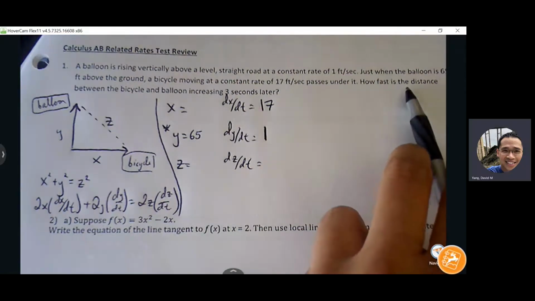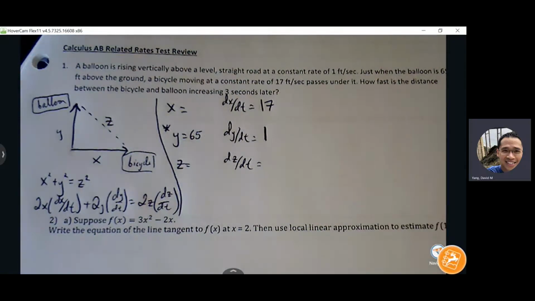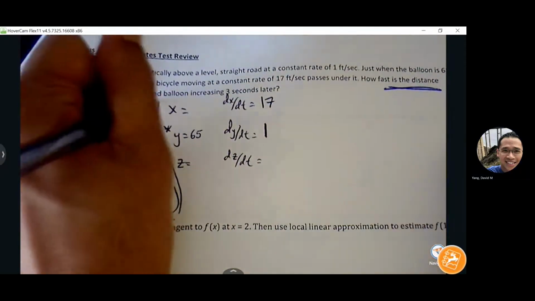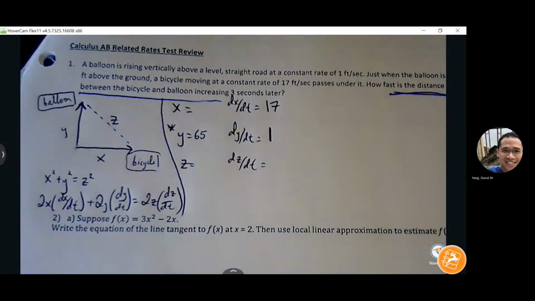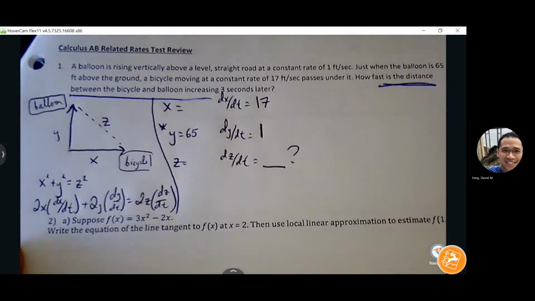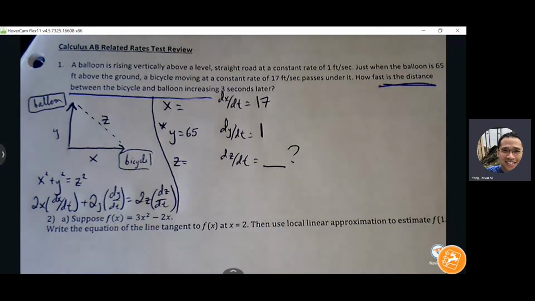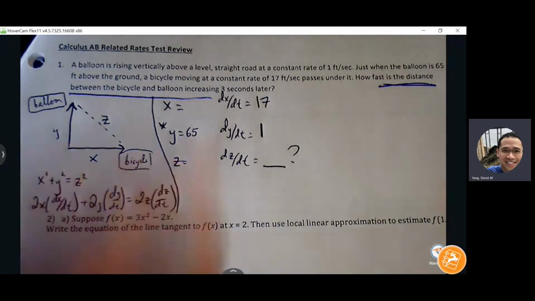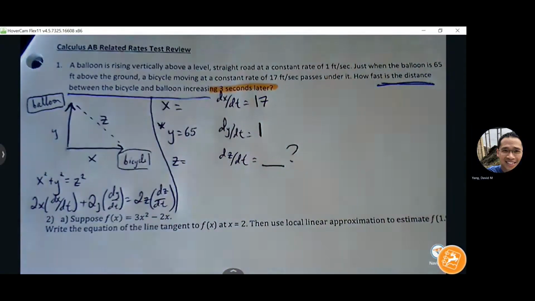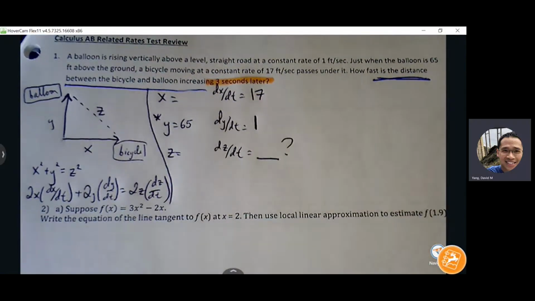Okay, how fast is the distance between the bicycle and the balloon increasing? What are we looking for there? dz/dt. Okay. That's the unknown. I'll put a question mark there. Okay. Now, something that we haven't seen before is having to use this information and how it can be important for helping us figure out some information.